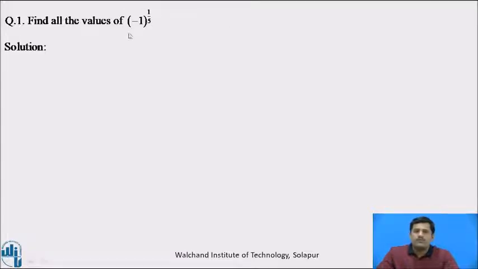To find all the values of minus 1 raised to 1 by 5, first of all, we try to express minus 1 in terms of its polar form. We know that a complex number can be written in its polar form as r into the bracket cos theta plus i sin theta. Call it equation number 1. r is given that if a plus ib is any complex number, then r is the square root of a square plus b square.